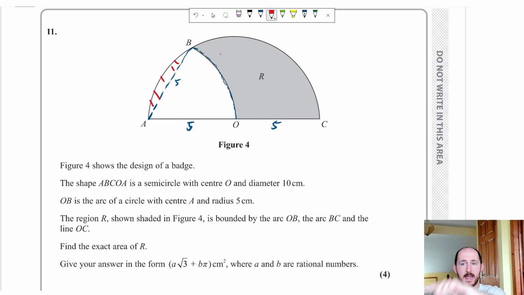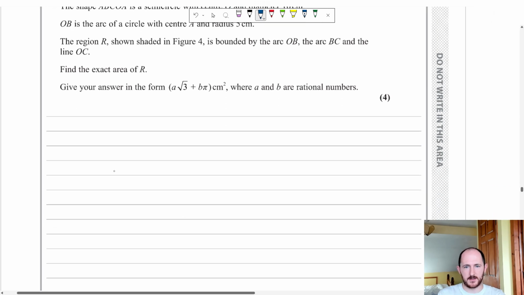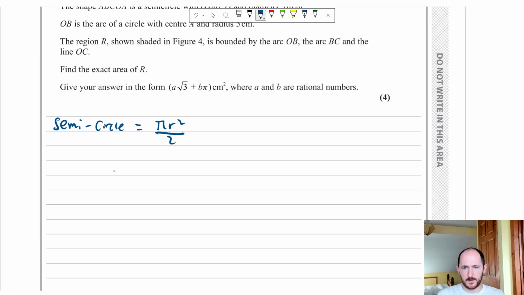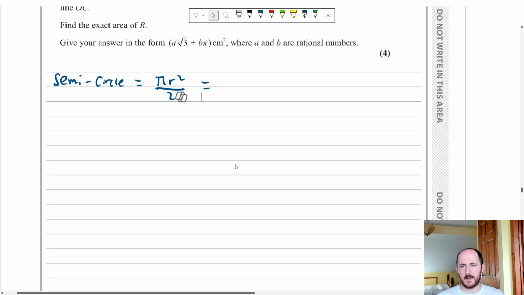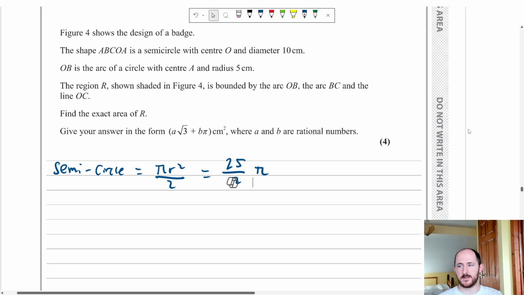So we're still going to do the area of the semicircle minus the white area, but the white area is not just a sector. So we can gain some quite easy marks by just doing the area of the semicircle first. So semicircle is just pi r squared over 2. Remember that r is going to be 5, so we're going to have 25 over 2 pi. And remember, it also says exact area, so let's leave it as that for now.